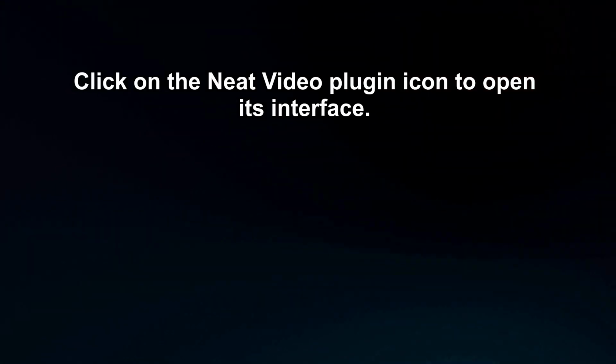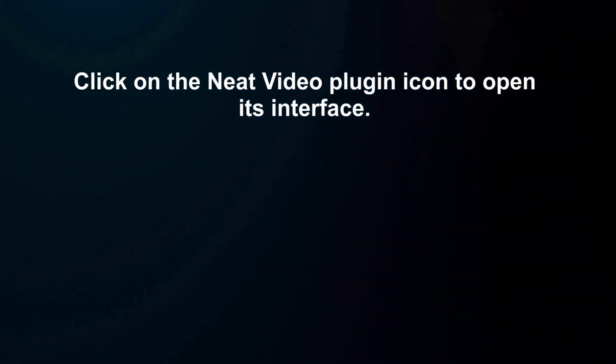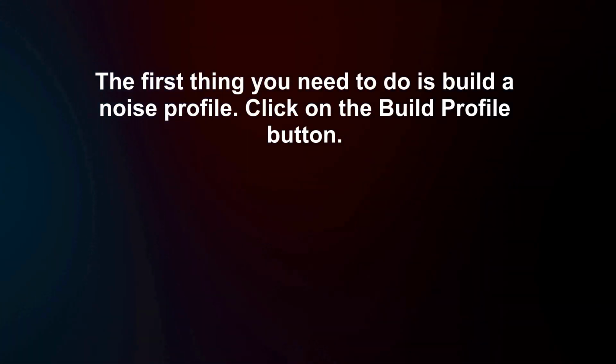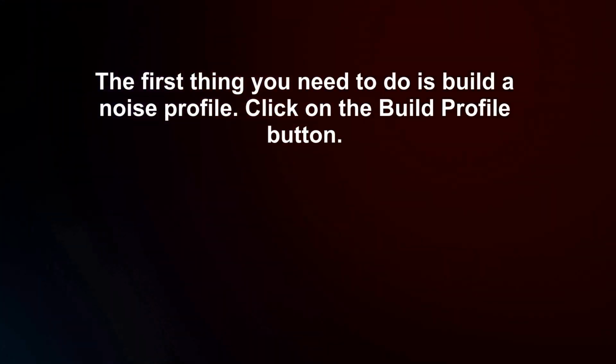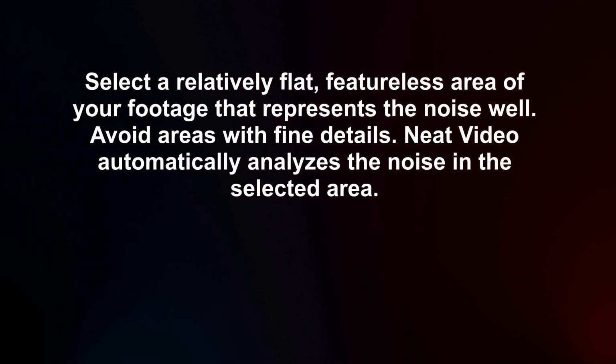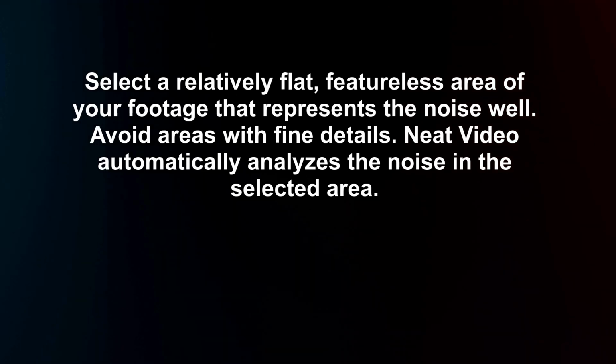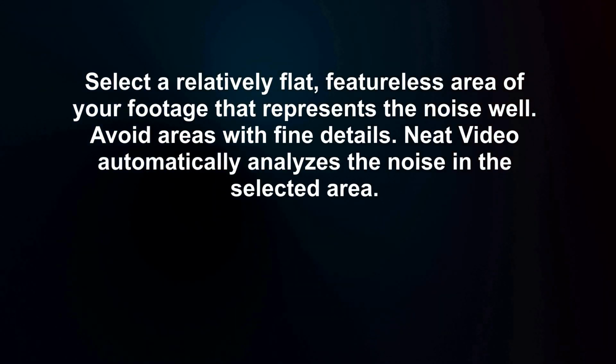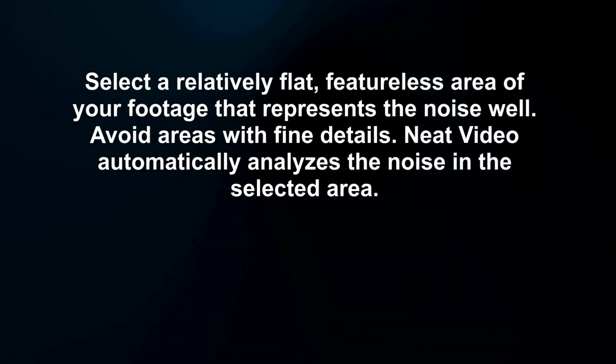Click on the Neat Video plugin icon to open its interface. The first thing you need to do is build a noise profile. Click on the Build Profile button. Select a relatively flat, featureless area of your footage that represents the noise well. Avoid areas with fine details.